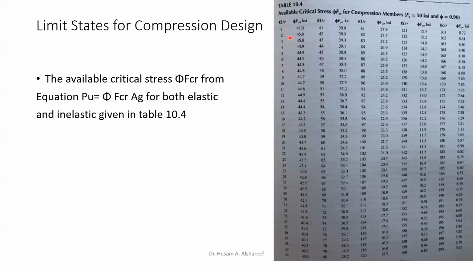Here, from Table 10.4, you can find the phi F sub CR from the table, so you don't have to calculate it, like I said. Basically, you have to calculate the KL over R, and then you have the equivalent value here. So the table consists of two values, KL over R, which is the slenderness ratio, and the phi F sub CR, and so on and so forth. So you have two options, whether to find them from the table or calculate them manually.